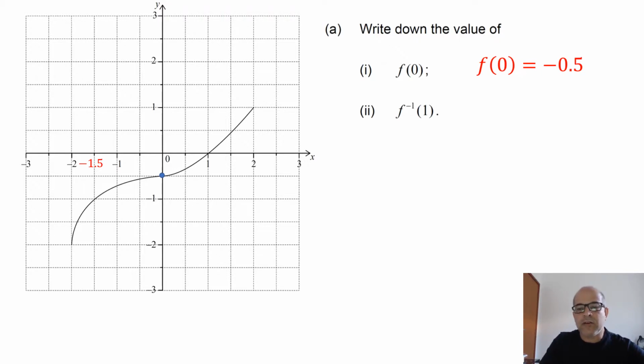Now to do the other one, the inverse of 1, f minus 1 of 1, we do exactly the opposite. Rather than looking for 1 on the x-axis, we look for 1 on the y-axis. Then we go to the graph to see the corresponding value on the x-axis. In this case, f minus 1 of 1 is equal to 2, which is the same as saying that f of 2 is equal to 1.